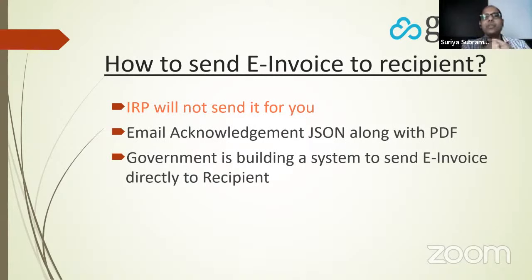How do you send the e-invoice to the customer? Today, IRP is not going to send it for you. The moment you generate the e-invoice, it will not reflect with the other parties. There is no portal for them to see. What you have to do is send the invoice either through email, most common, or WhatsApp or SMS. Ideally, send the acknowledgement JSON along with a PDF. The government is coming up with a system, but it's been almost 2 years, and there is still no way for the e-invoice to be sent to the recipient.